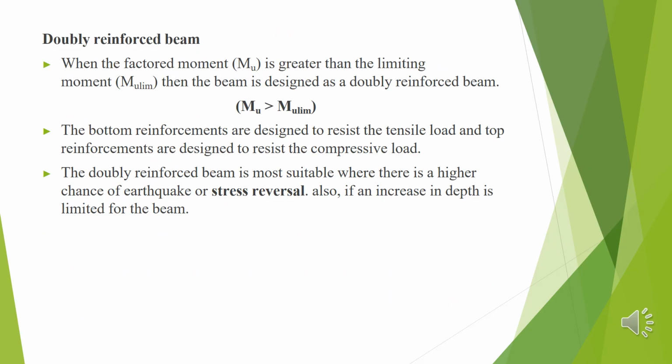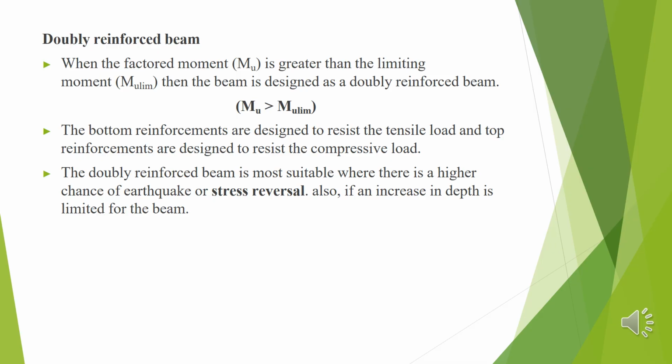This is for your doubly reinforced beam. When the factored moment Mu is greater than the limiting moment, then the beam is designed as a doubly reinforced beam, where Mu is greater than Mu limit. The bottom reinforcement is designed to resist the tensile load, and the top reinforcement is designed to resist the compressive load. This is the most important part and the most commonly used beam in all RC structures. Even in a singly reinforced beam there is reinforcement at the top and bottom part, and for a doubly reinforced beam we are again talking about reinforcement at the top and bottom part.